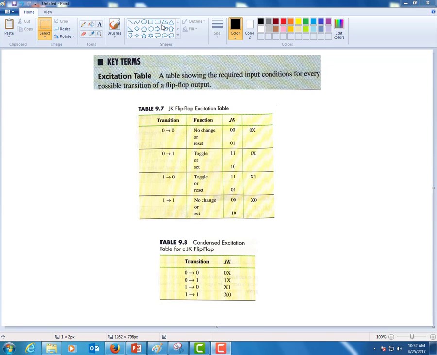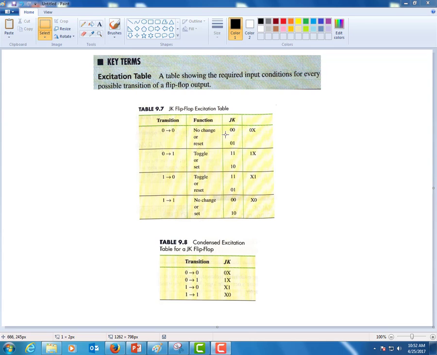This particular video discusses the excitation table for a JK flip-flop. This concept is not very difficult to understand, but basically if you look at the transition over here, this is the Q output. This should have a Q written here, but they don't state it. But if your Q output is starting at 0, as they show here, and it ends at 0, basically there's no change.